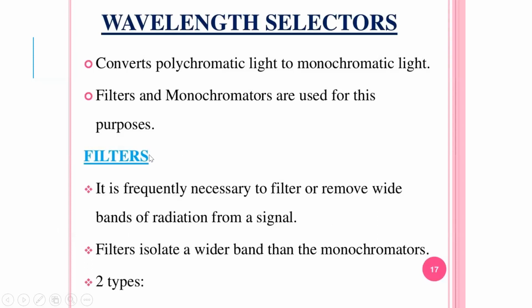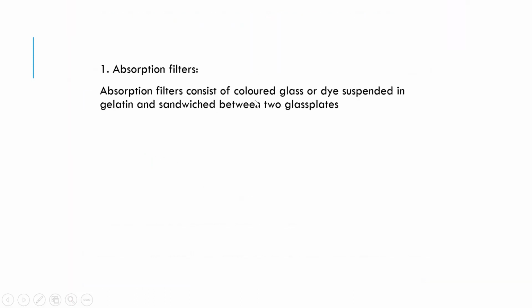Next component of UV visible spectrophotometry is the wavelength selector. There are two types of wavelength selectors, filters and monochromators. Filters: it is frequently necessary to filter or remove wide bands of radiation from a signal. Filters are of two types. First one is absorption filters. These absorption filters contain colored glass.